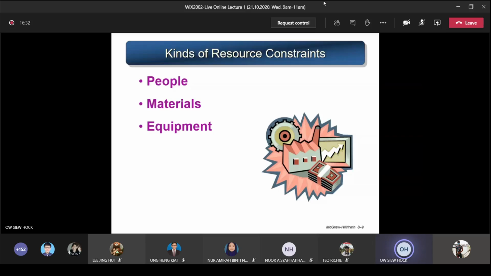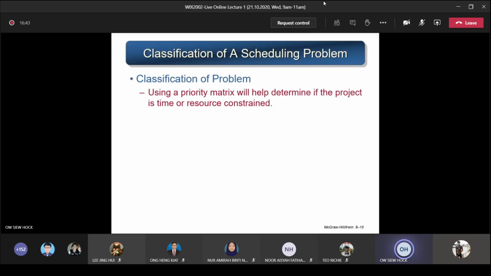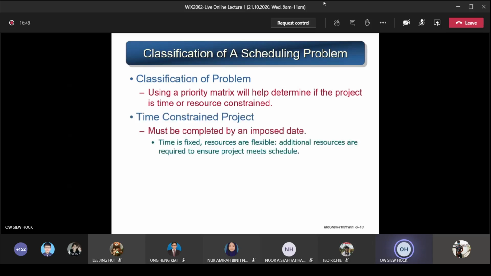Equipment is required. People, of course, the staff can go and do the work. If not, nothing can be done. So human is the most important. The manpower is the most important. So next, how do we handle this? Before that, classification of a scheduling problem.